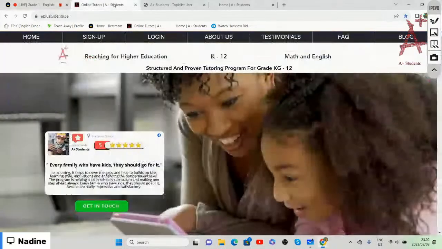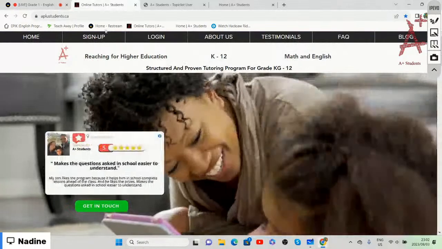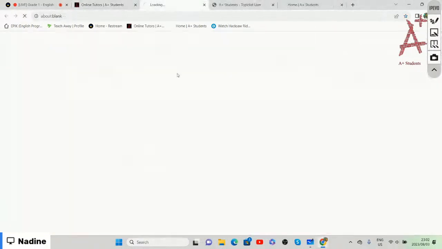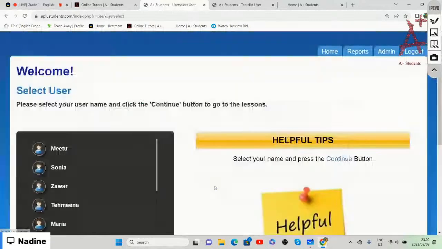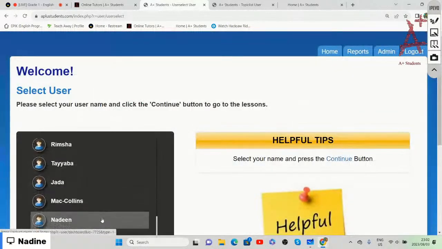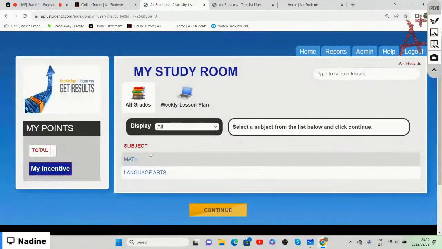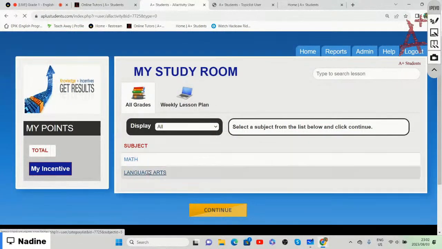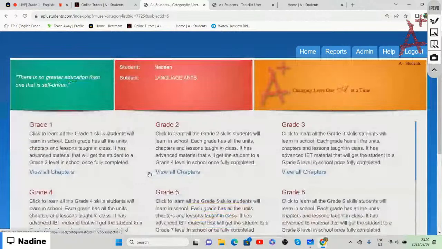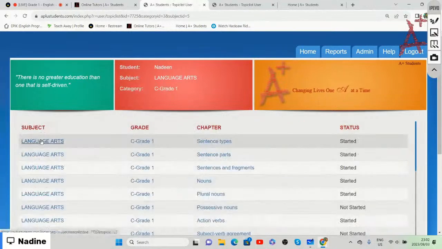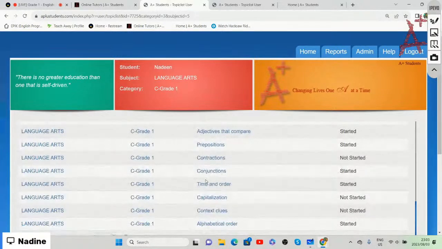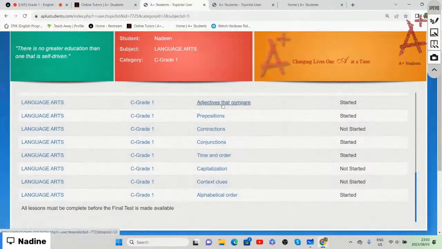Once you log into aplusstudents.ca with your username as well as your password, then you're going to select the subject of language arts and then grade one. Once you have selected language arts, grade one, you're going to scroll down up until you get to adjectives that compare.